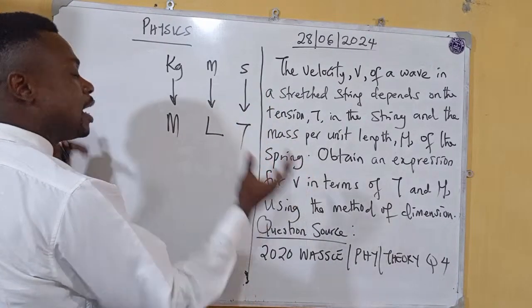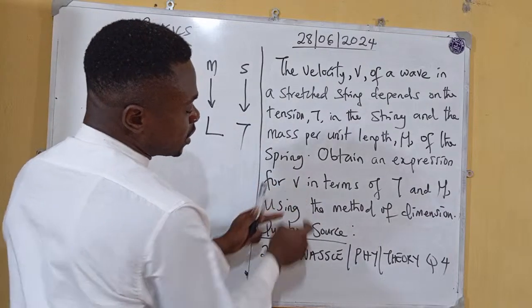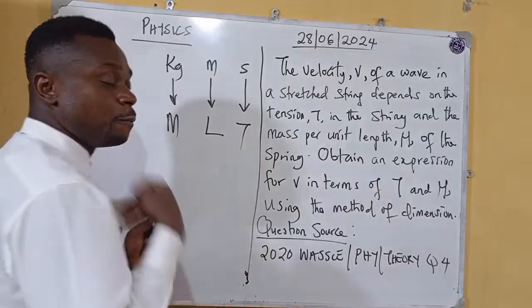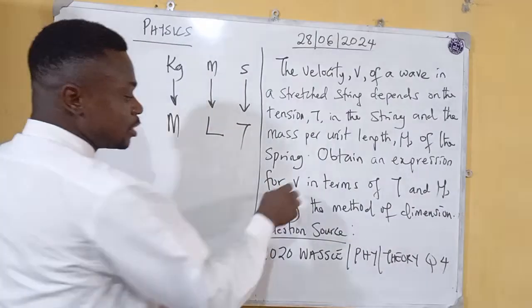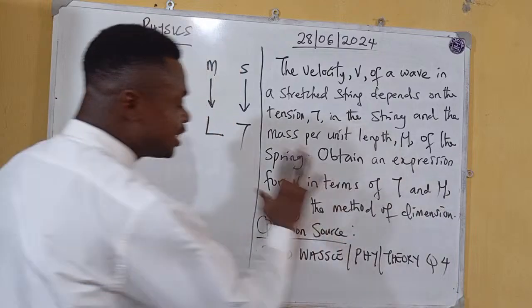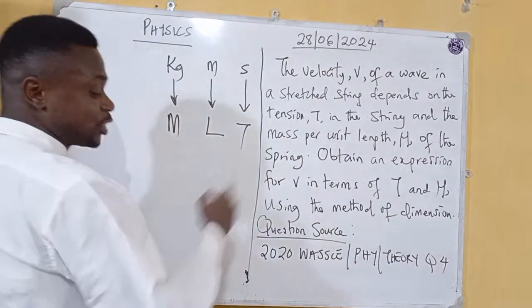From their powers, we now equate their powers to the powers of dimensions of the velocity to be able to determine these powers. When we do that, we take the power back to substitute it in this expression and have a clear picture of what the expression will look like.